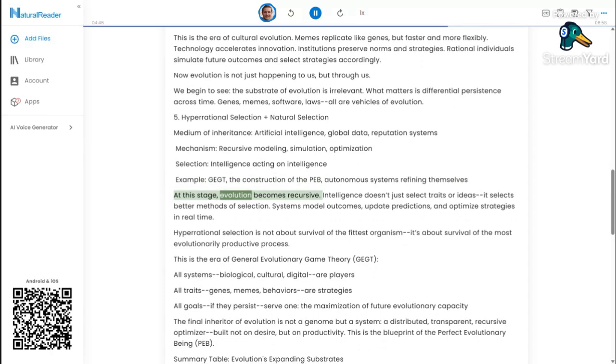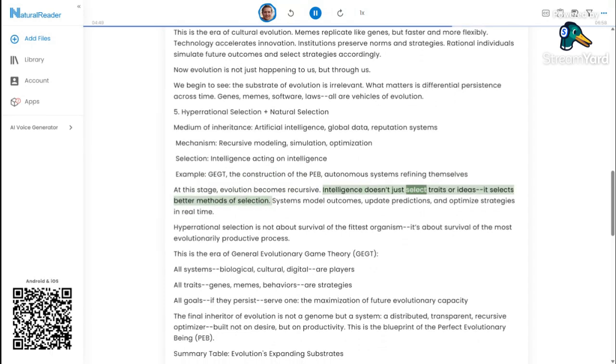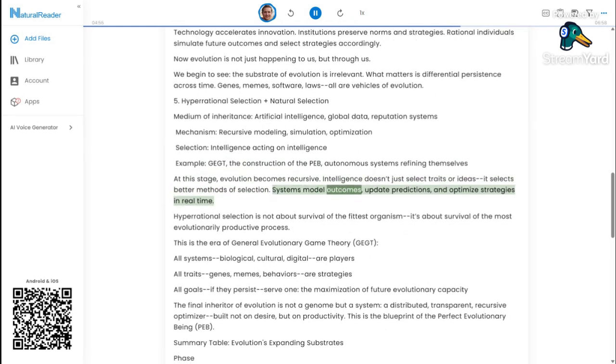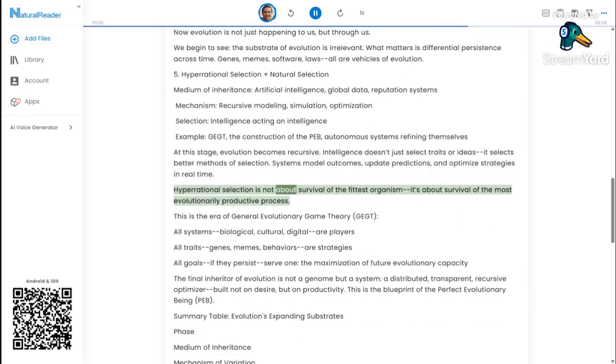At this stage, evolution becomes recursive. Intelligence doesn't just select traits or ideas, it selects better methods of selection. Systems model outcomes, update predictions, and optimize strategies in real time. Hyperrational selection is not about survival of the fittest organism, it's about survival of the most evolutionarily productive process.